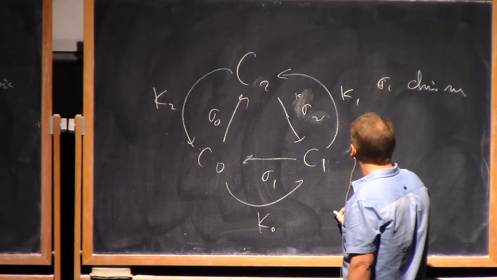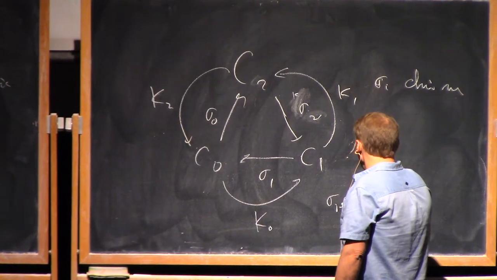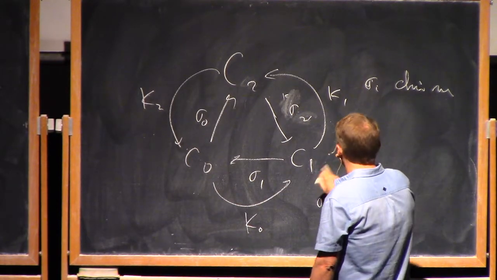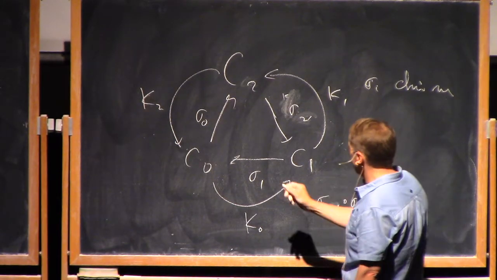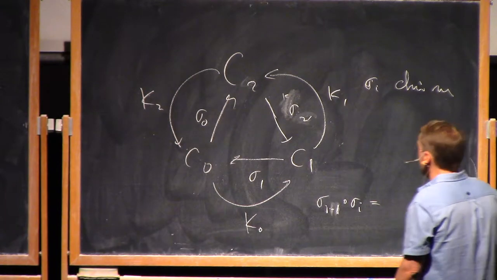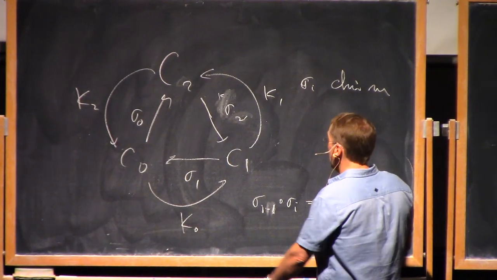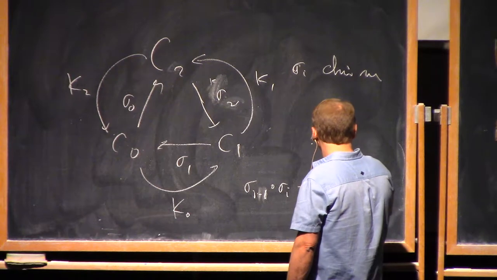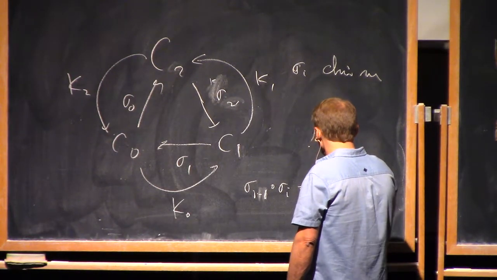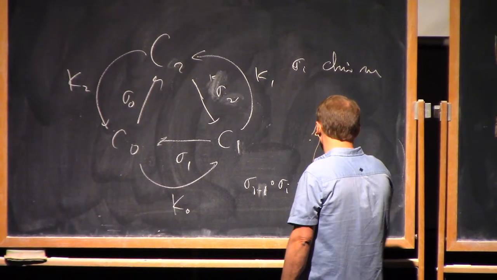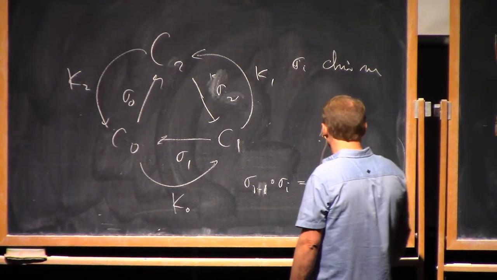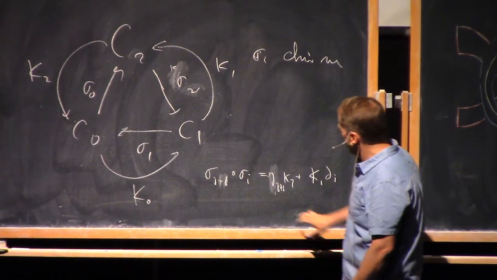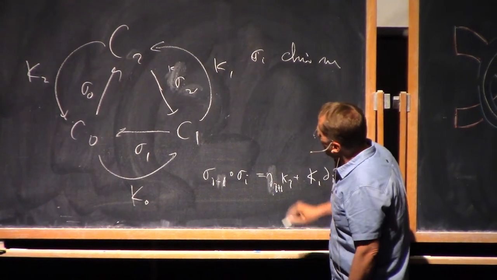chain homotopies. So if I look at sigma I plus 1 composed with sigma I, sigma I composed with sigma I minus 1 in this convention, that's equal to d_i k_i plus d_{i+1} k_i. Everything's mod 2. I'm not worrying about signs here. So I have this guy, and I want to know if this is an exact triangle.